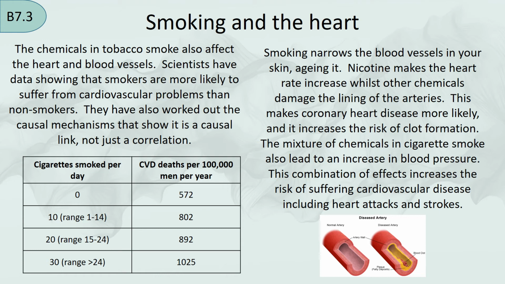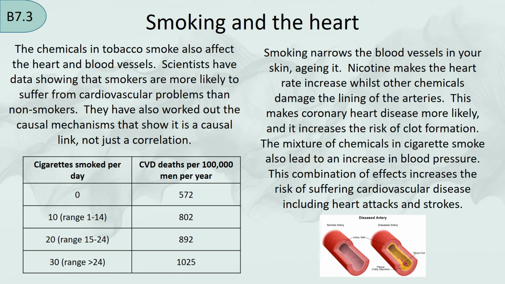And you can see in the table that the more cigarettes that are smoked per day greatly increases the cardiovascular deaths per 100,000 men. Now, what's actually causing that is the smoke narrows the blood vessels. Okay, now that's because as you're smoking, it causes a fatty deposit, which is called a plaque, on the arteries, and that greatly reduces the amount of blood that can pass through.